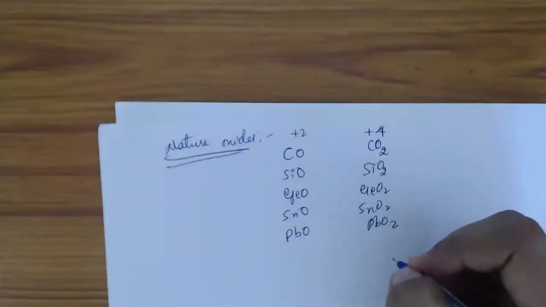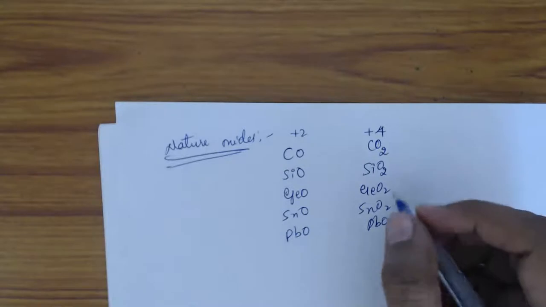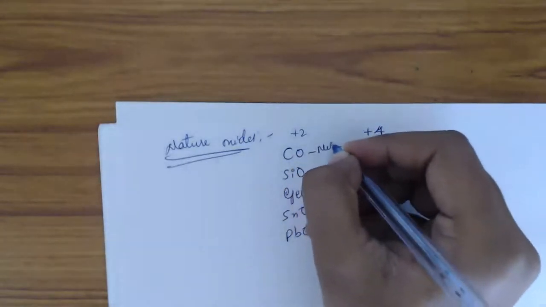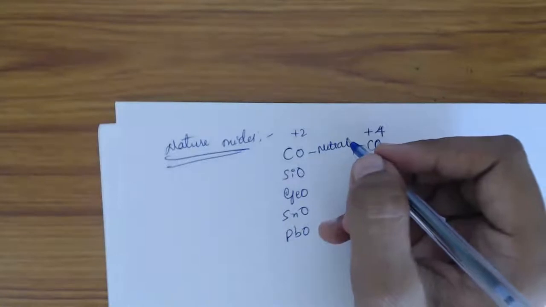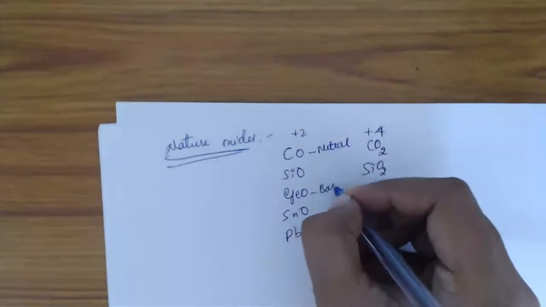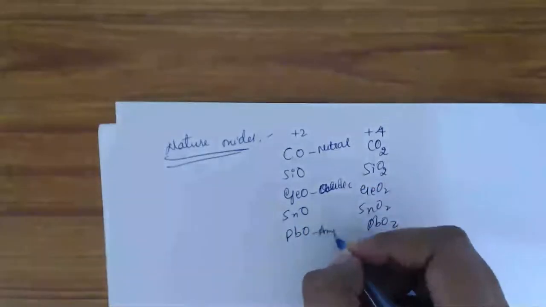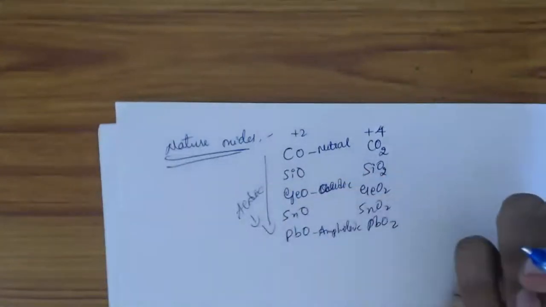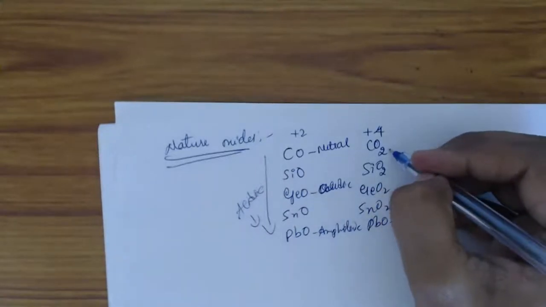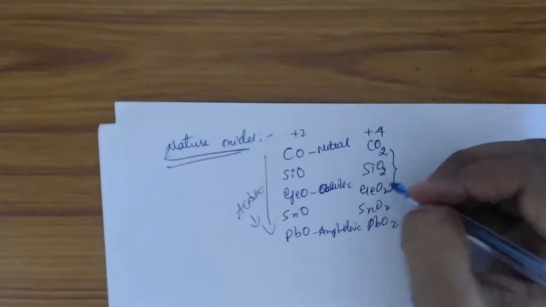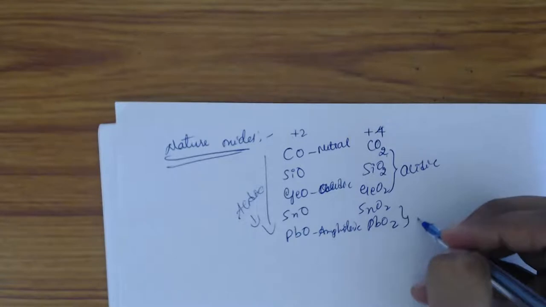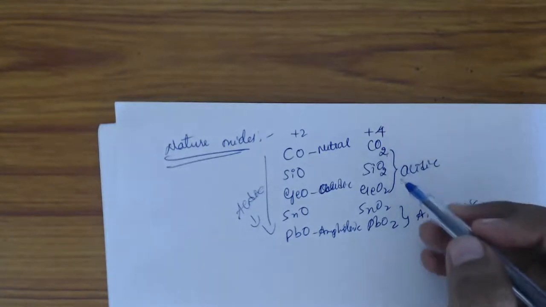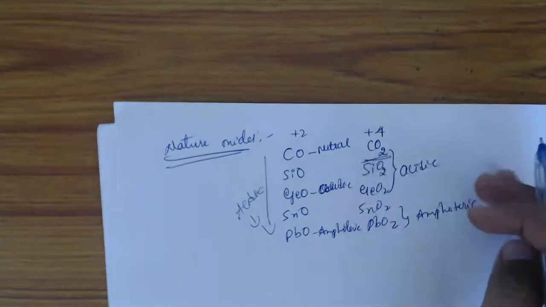So students, along the group, the acidic character decreases, basic character increases. Here CO is neutral in nature. It is not acidic as well as not basic. So this one is acidic, this one is amphoteric. Along the group, acidic character decreases. Similarly here also, these three, CO2, SiO2, GeO2 are acidic and these two are amphoteric. In both cases, the acidic character decreases. If someone gives CO2 and SiO2, which one is more acidic? CO2 is more acidic.